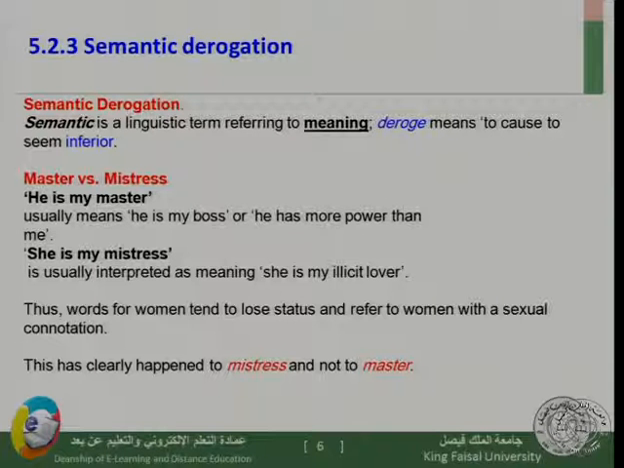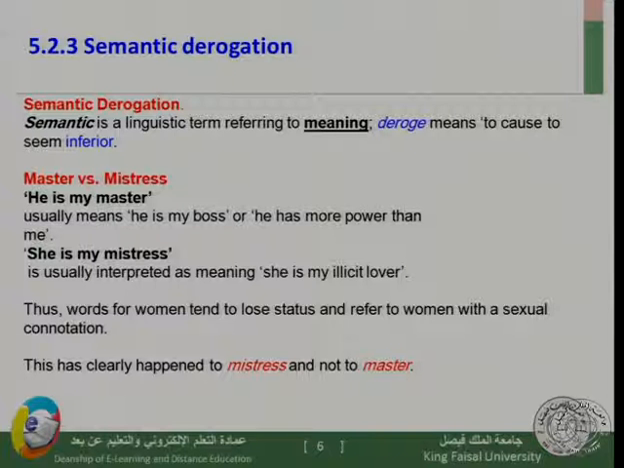Then we move to what we call semantic derogation, and before we discuss this, we need a simplified definition of what this term means. Semantic is a linguistic term referring to meaning, and the verb derogate means to cause to seem inferior or to look less than others. Now let's have an example from English and see how semantic derogation can be applied.